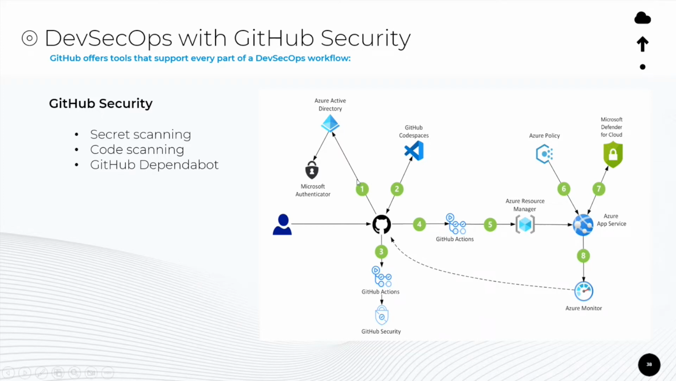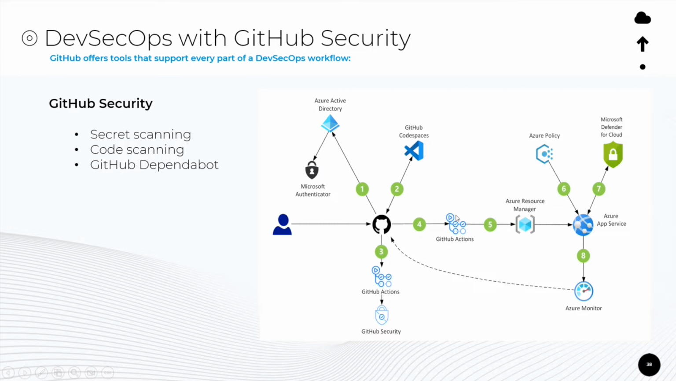This is where you can see the flow of the GitHub security. It works with, for example, it authenticates to Azure Active Directory. Then it connects with GitHub Codespaces, and then it makes use of GitHub Actions. And that's where GitHub security is initiated.